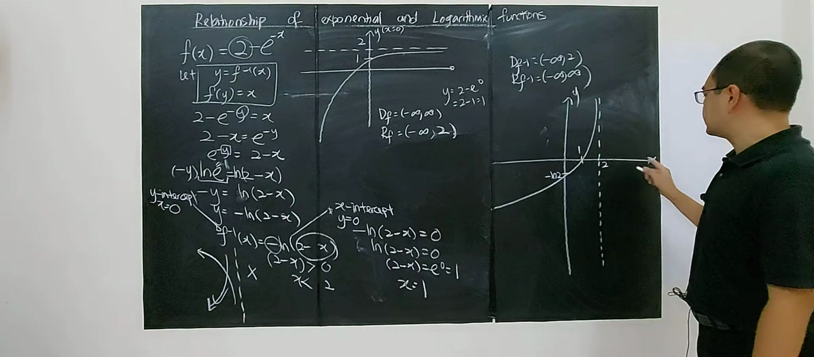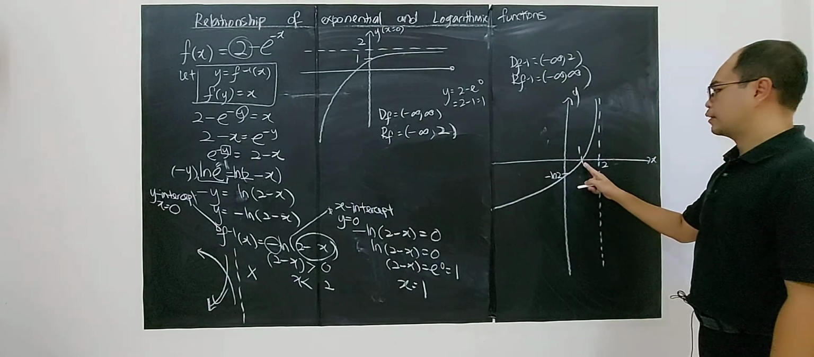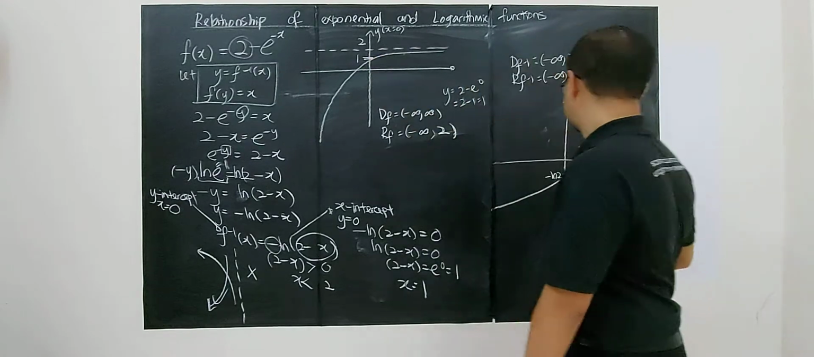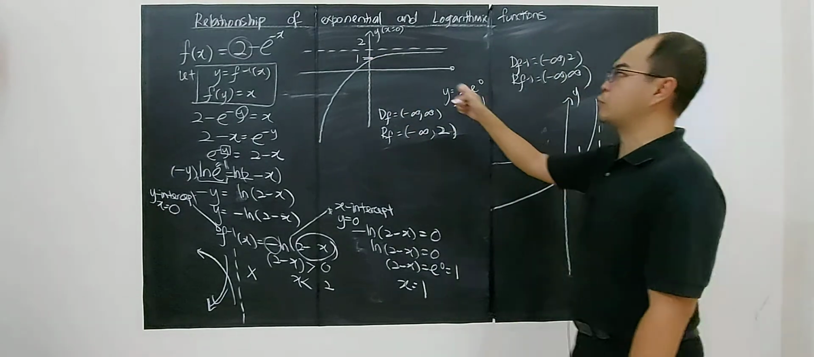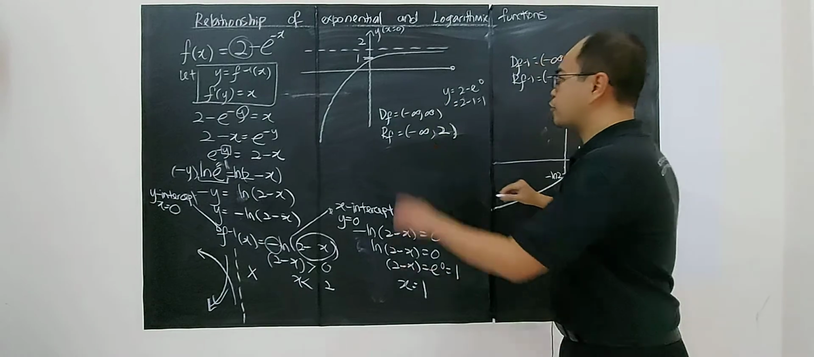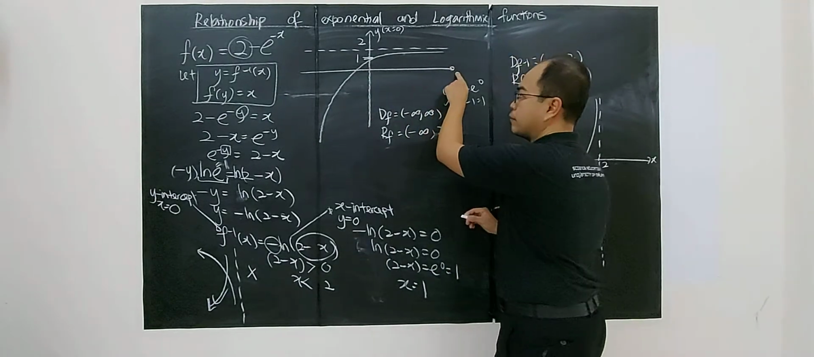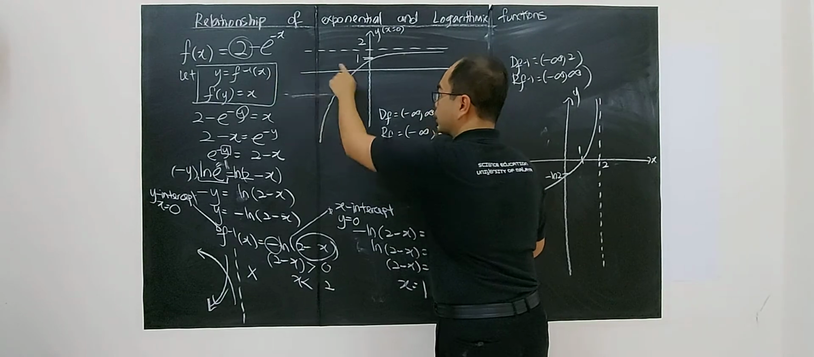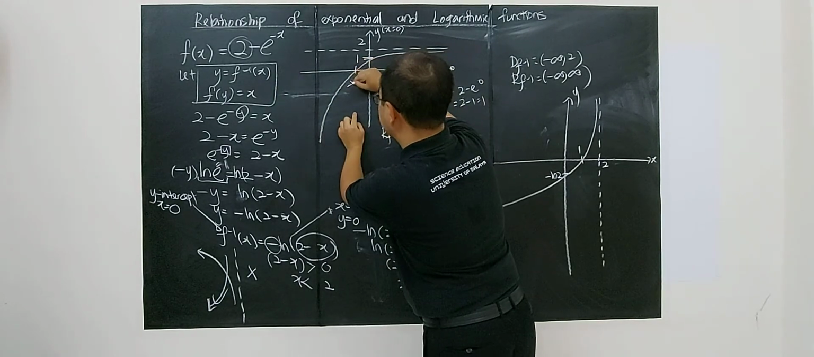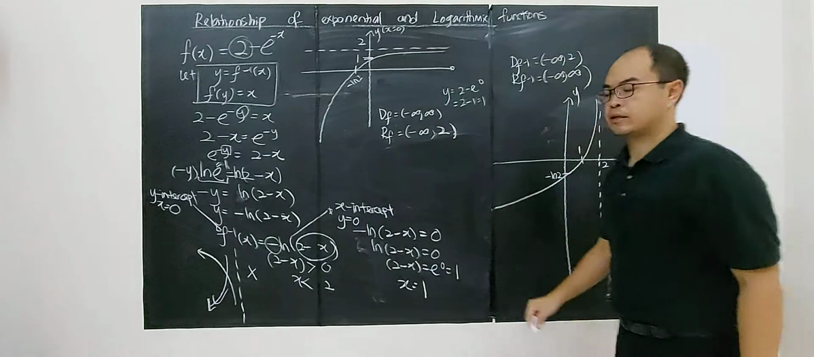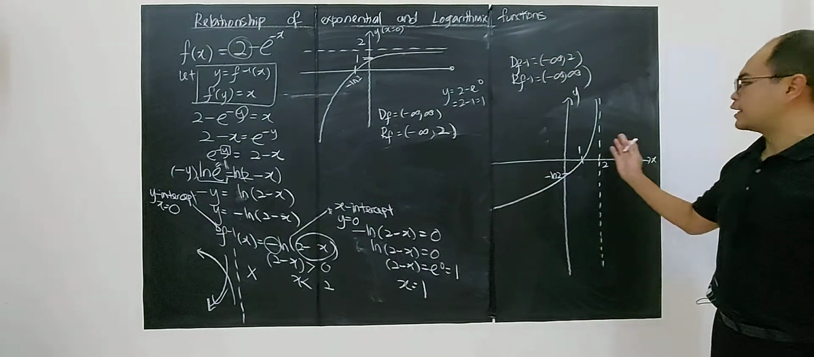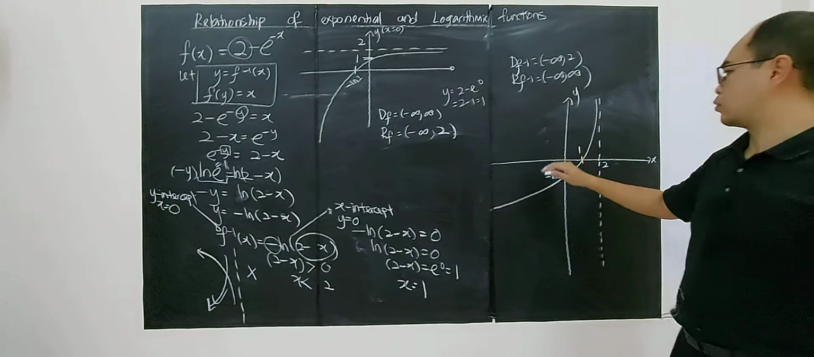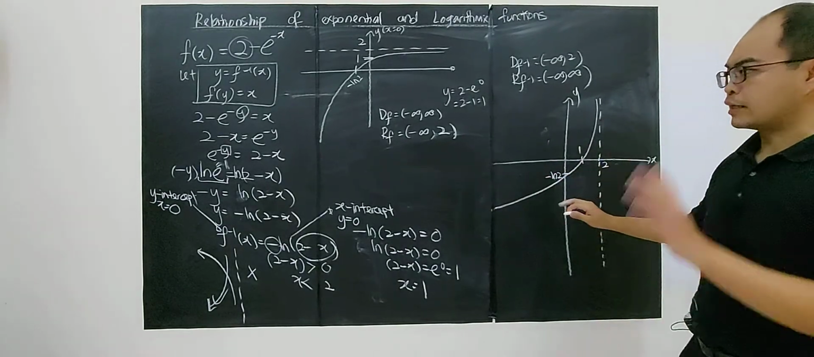Here the x-intercept is 1 and the y-intercept here will be 1. You see that? If this is x-intercept 1, here will be y-intercept 1. So if you find the x-intercept for this function, you are getting negative ln 2 as well. So it clearly shows that they are actually symmetrical about the line y equals x. Another thing, you look at this one.